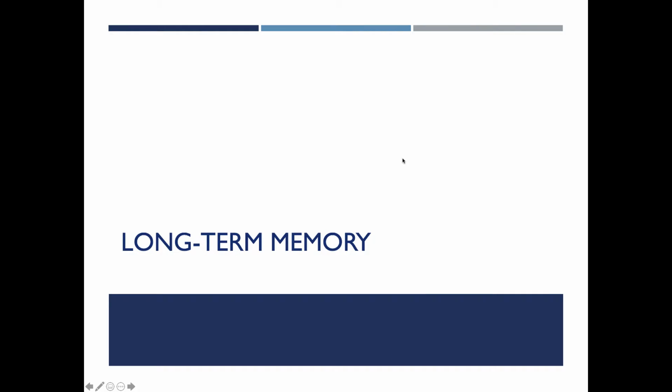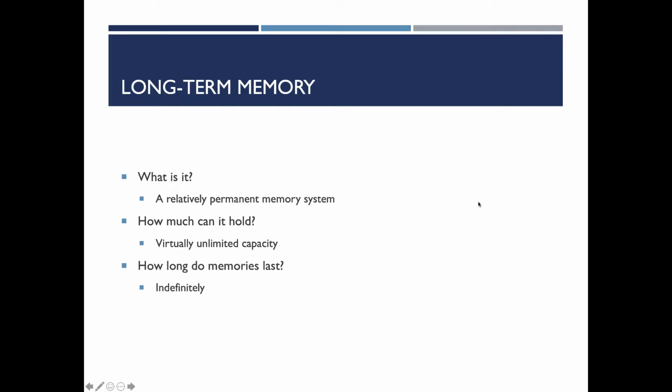So what about long-term memory? This is a relatively permanent memory system. It has a virtually unlimited capacity. So if humans could live for 200 years and you could get a law degree and then go back to school and get a medical degree and then go back to school and get a PhD, you could keep all of that information in your long-term memory. And they basically last forever, assuming that there is no brain damage and nothing like Alzheimer's or something that causes any kind of actual memory loss.